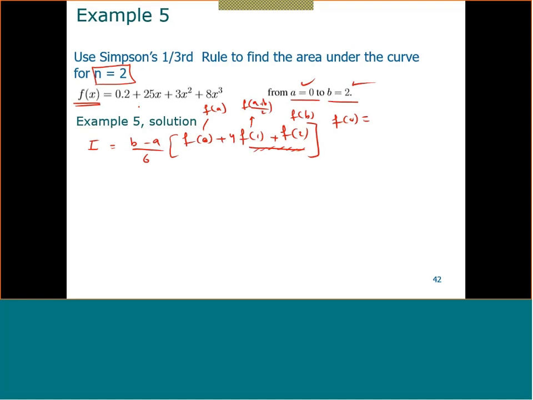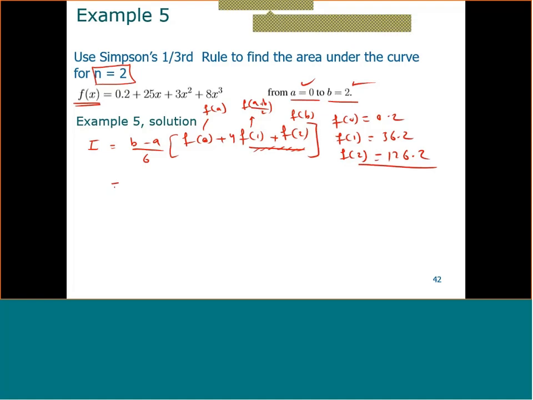This is 0, 0, 0. This becomes 0.2. F of 1, again, you substitute here. This becomes equal to 0.2 plus 25 plus 3 plus 8. So this will give you 36.2. Finally, f of 2 will give you 126.2. So we have all we need to find the integration for this, and this will be equal to 90.4.